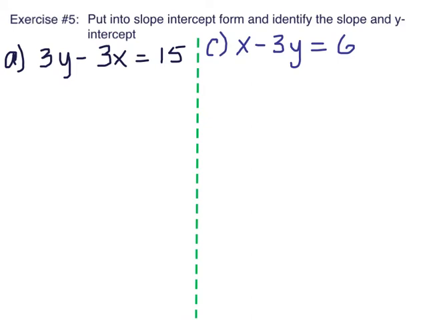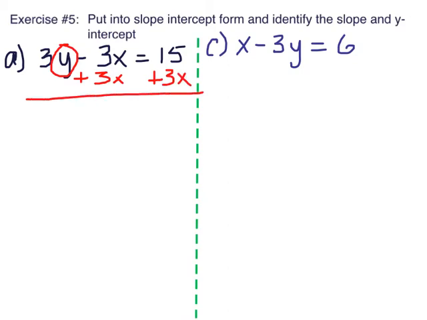I would like to go ahead and do A and C with you. I want you to put it into slope-intercept form and identify the slope and y-intercept. So let's go ahead and do A first. I want to get 3y. My goal is to get y by itself. Okay? So how am I going to move that 3x? I'm going to say, all right, I'm going to do plus 3x. If I do it on one side, I have to do it to the other.